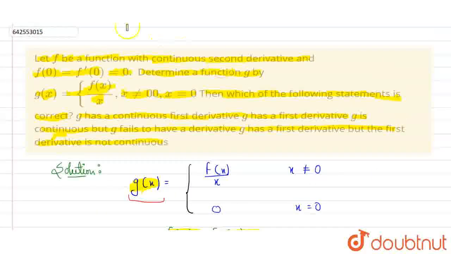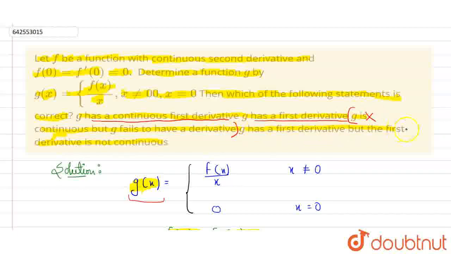So when we look at options here, it is clearly visible that statement one is continuous and option B has first derivative. So both are true. And option C was, g is continuous but g fails to have derivative. Option C is false. And option D, g has first derivative but the first derivative is not continuous, it is also false. So 1 and 2 are correct answer.